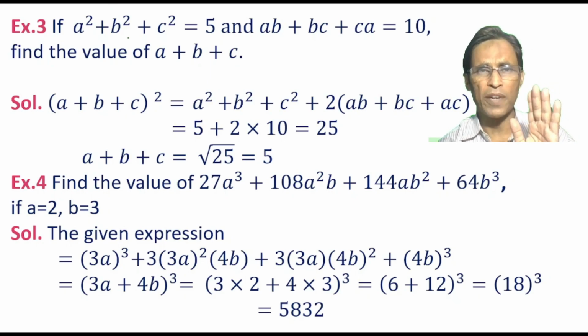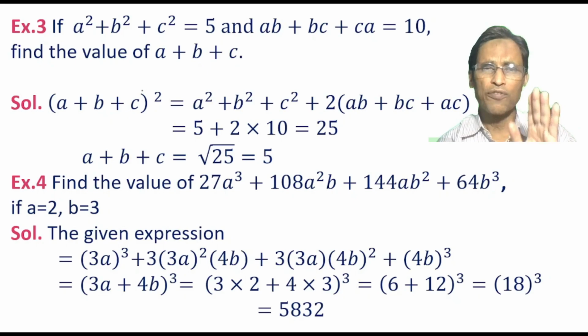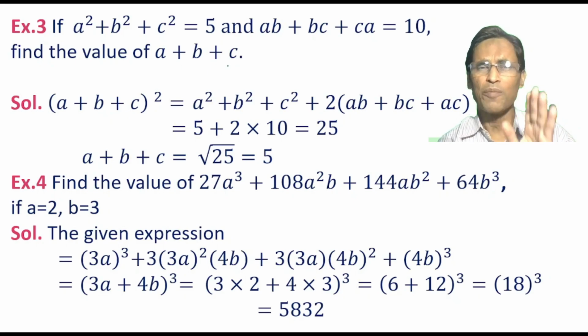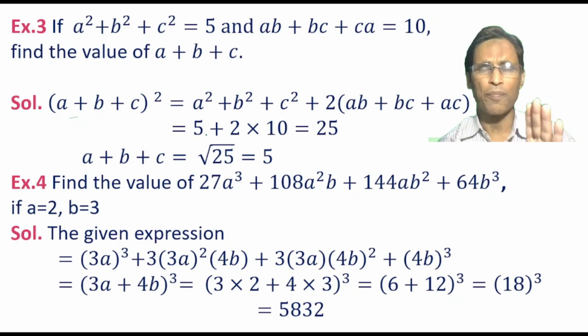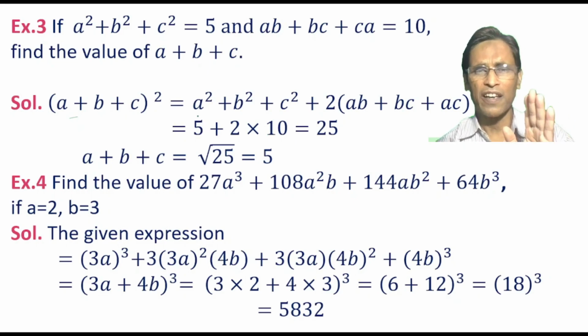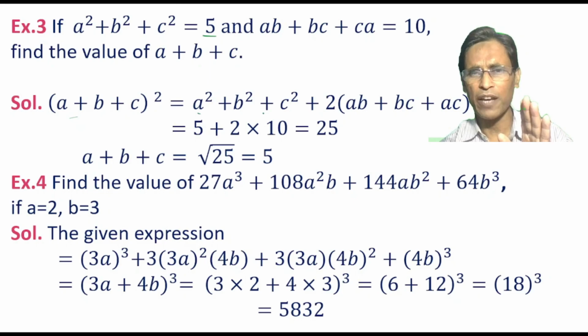If a square plus b square plus c square equal to 5 and ab plus bc plus ca equal to 10, find the value of a plus b plus c. To find the value of a plus b plus c, हम यूज करते हैं उस आइडेंटिटी को जो a plus b plus c to the whole square होता है equal to a square plus b square plus c square plus twice ab plus bc plus ac के, and by giving the proper value given in the question, we find a square plus b square plus c square is given equal to 5, and so we replace this factor by 5.